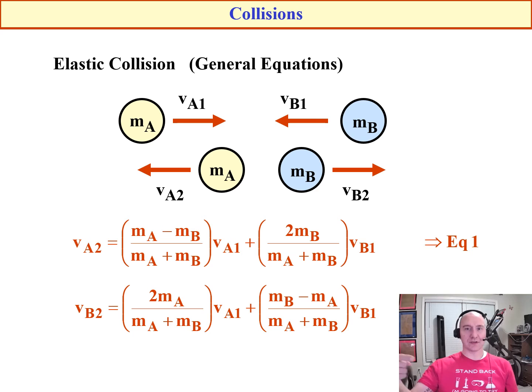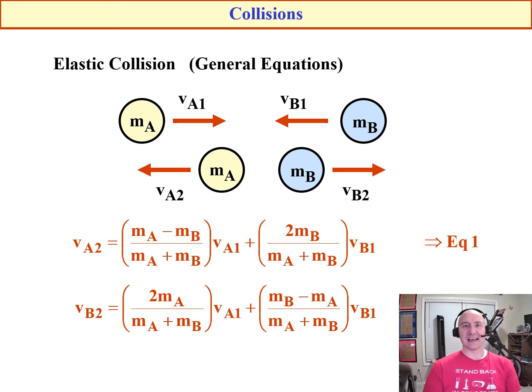So if A was originally moving at 3 meters per second, then B afterward is going to be moving at 3 meters per second. If B was moving at -2 meters per second, then afterward, A is going to be moving at -2 meters per second. They switch their velocities.